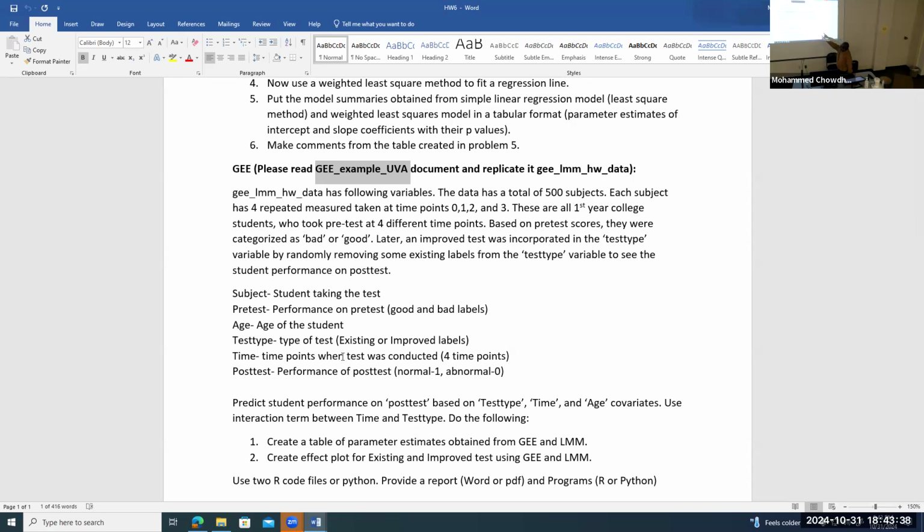Read this document, the GEE example, University of Virginia document, because this document is so good. They make a comparison between the linear mixed model and GEE. GEE means what? Generalized estimating equation. GEE, generalized estimating equation, can be used for longitudinal data as well as for non-longitudinal cross-sectional data, which I am going to discuss now.